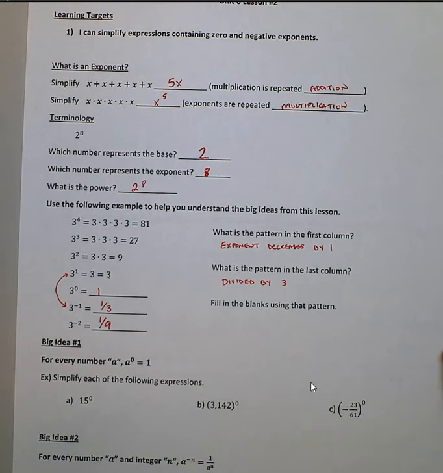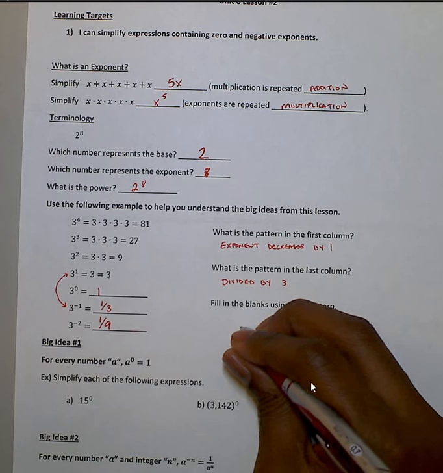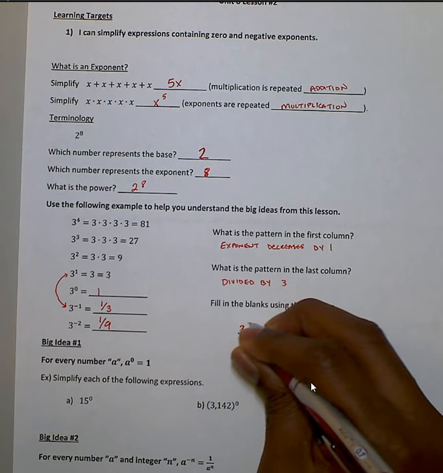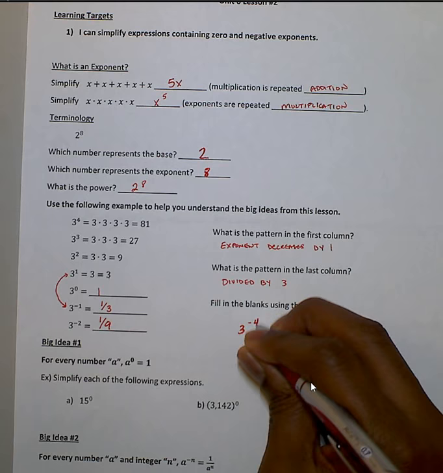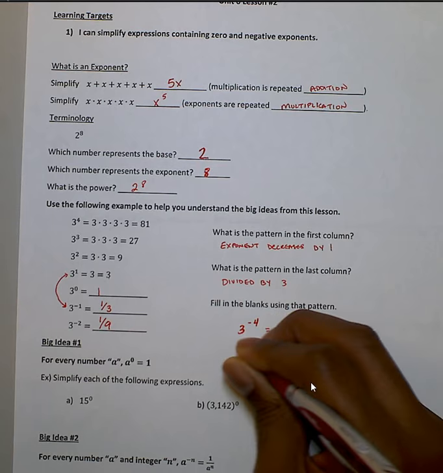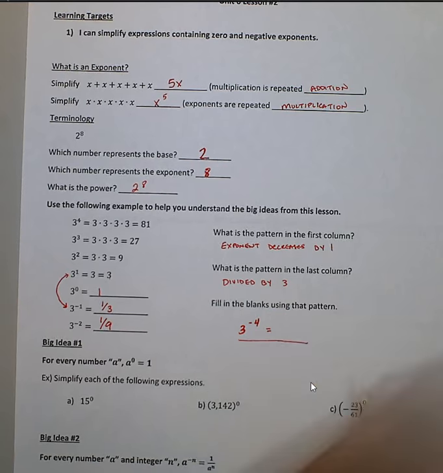Okay, so tell me what 3 to the negative 4th would be. Write that here, fill that out, so when I'm checking your notes, I know you listened and I know you thought about this and understand that rule.